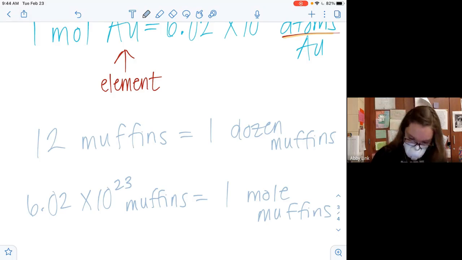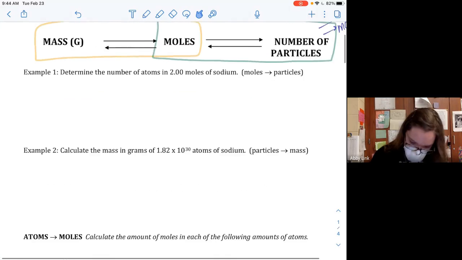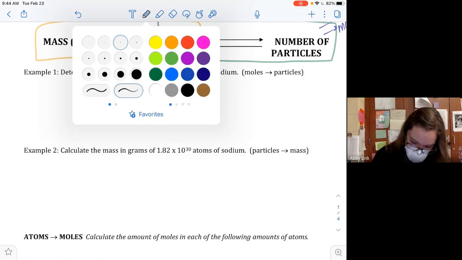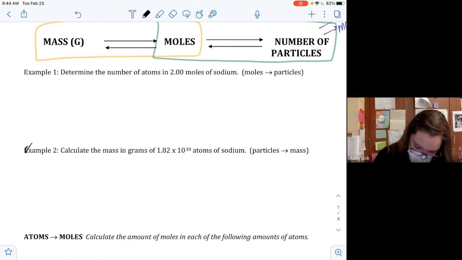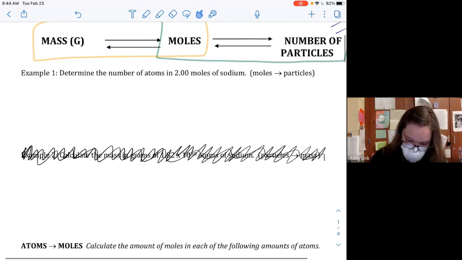All right, friends, let's jump back up to the top. Before I forget, let's go ahead and cross off example number 2. That's a 2-step conversion. We're not going to deal with those until Friday. It just made its way onto this worksheet somehow. Okay, so we'll just cross off example number 2.